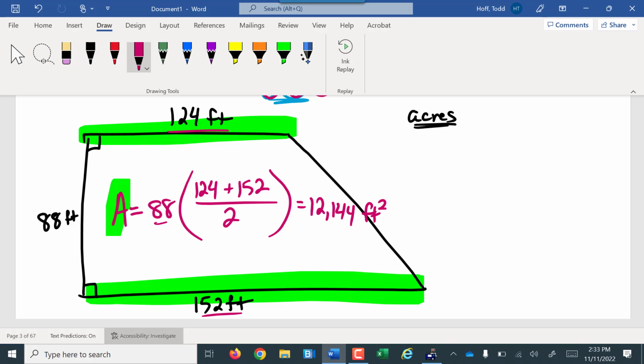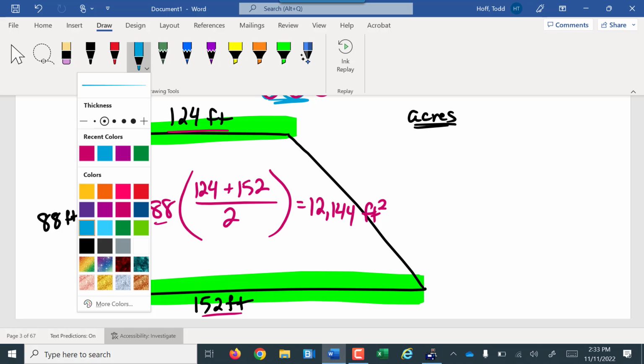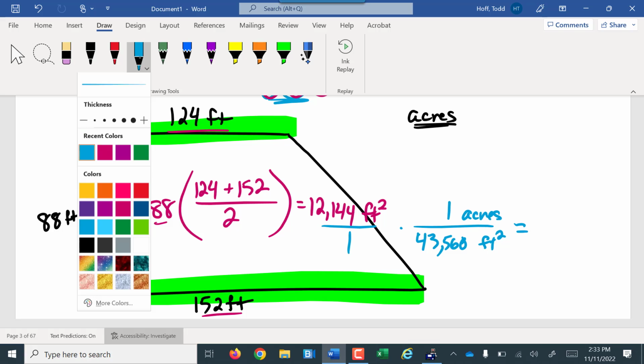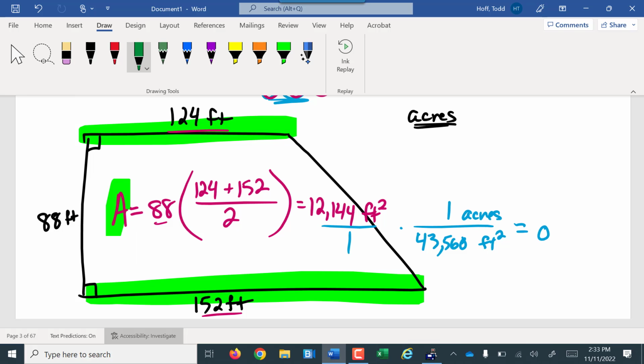square feet. Now to convert that into acres, 43,560. 0.27 sounds correct. Well, 0.28. Acres.